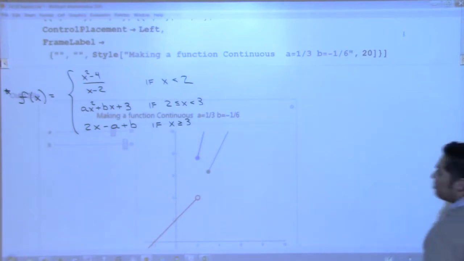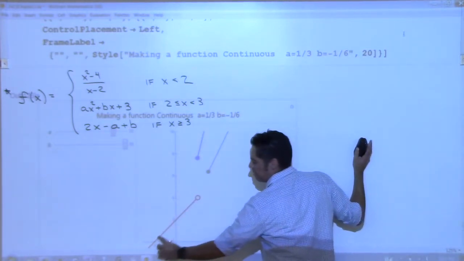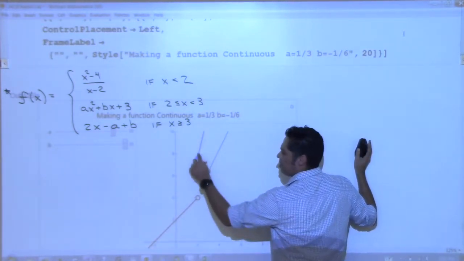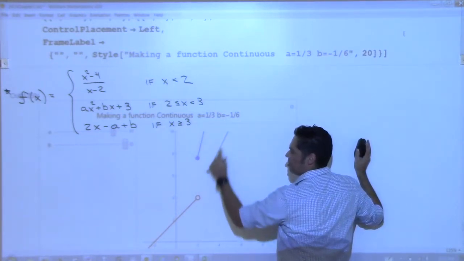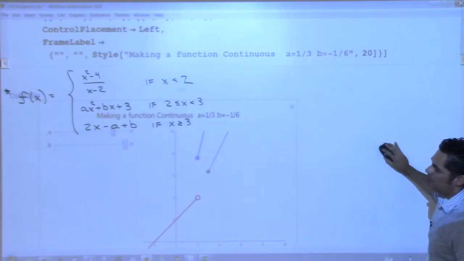I have a rational function, and you can't tell this is the rational function, but here it is. And then it switches over to this parabola. It looks like a line, but it's a parabola. And then it switches over to this straight line. And I've made this program where I can change the values of A and B. So watch what happens if I change the values of A and B.